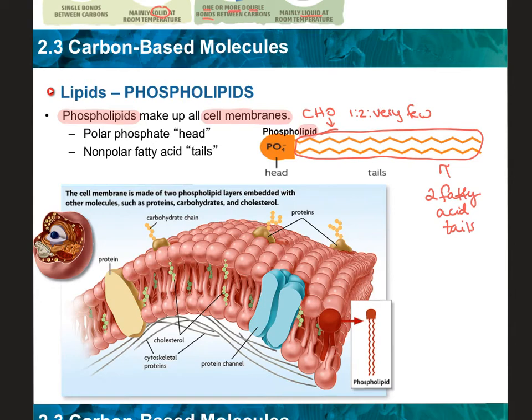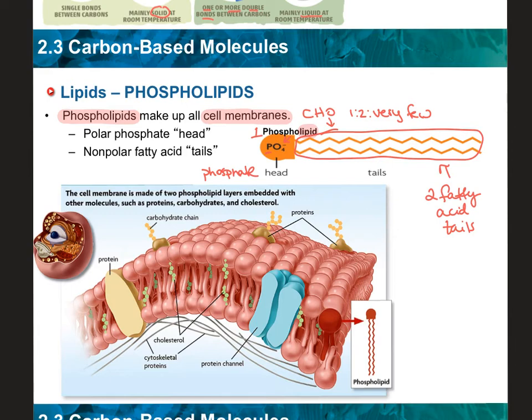So this is one phospholipid, and it has 2 fatty acid tails, but it has this phosphate head. So this phosphate head makes this lipid unique. And it makes it unique because it's a lipid that has phosphorus. And there's the phosphorus. And notice it's negatively charged.